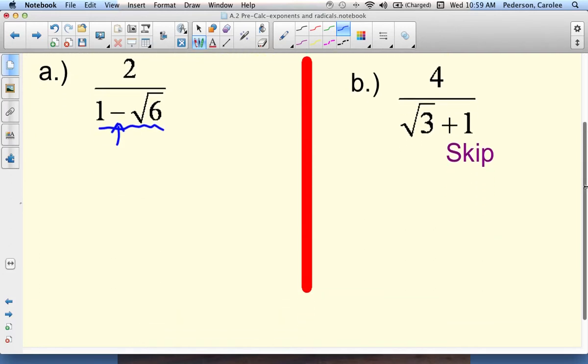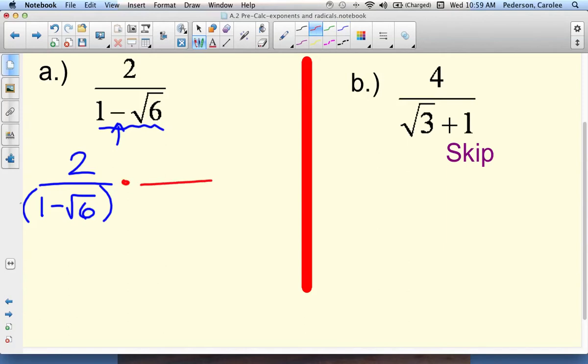So I'm just going to go ahead and rewrite this original problem again. So 2 over 1 minus the square root of 6. I'm going to put a parentheses around it. Now I'm going to go ahead and multiply the numerator and the denominator by the conjugate. So it's going to be 1 plus the square root of 6 over 1 plus the square root of 6. Now we're going to multiply across because we have a fraction times a fraction.